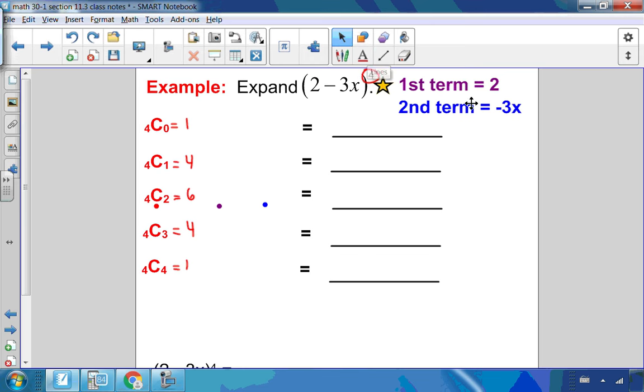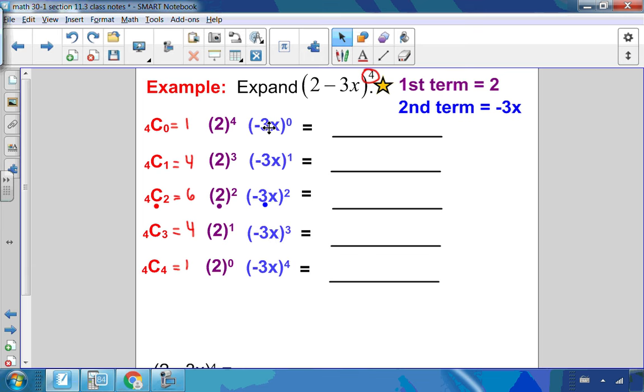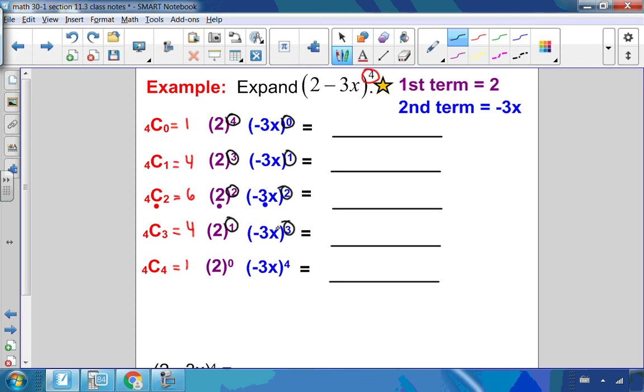Okay, my first term is 2. So I'm starting 2 at my exponent 4, and I'm going down by 1 each time. My second term is -3x. Again, really important that you pay attention to the signs. So I'm going to start my second term at an exponent of 0 and go up to 4. So I can always check to see if I've done this right just by looking at my exponents. So see here how I have 4 and 0 is 4. 3 and 1 is 4. 2 and 2 is 4. 1 and 3, and 0 and 4, always 4.